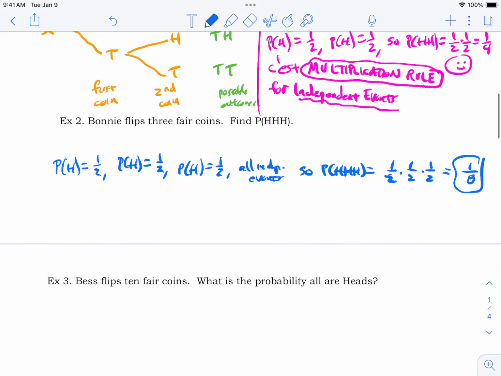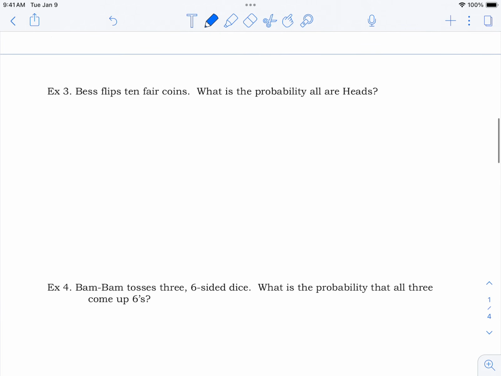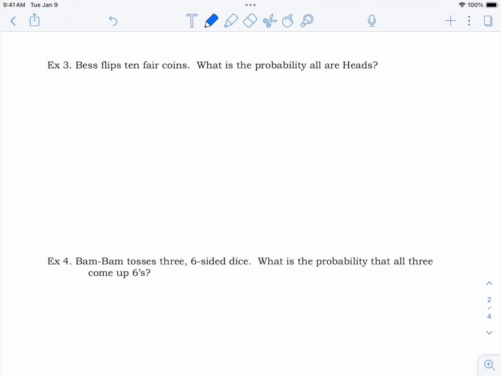So that's page 1. Now how could I possibly have filled up 3 more pages of examples? Well, let's see what's going on here. Now Bess is going to flip 10 fair coins. What's the probability that all of them are heads? Well, I hope you're catching on here, right? She's going to do this 10 times in a row. And so maybe I'll write it this way. I'll say heads, and heads. 10 in a row, right?